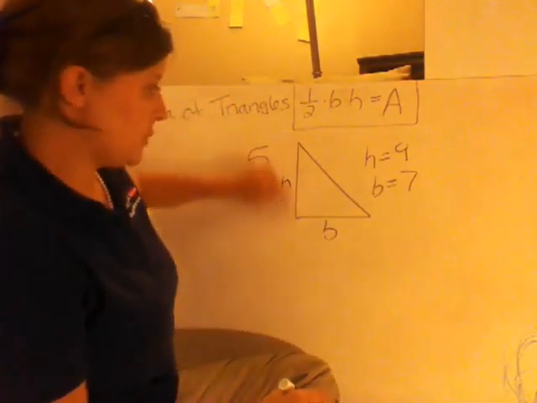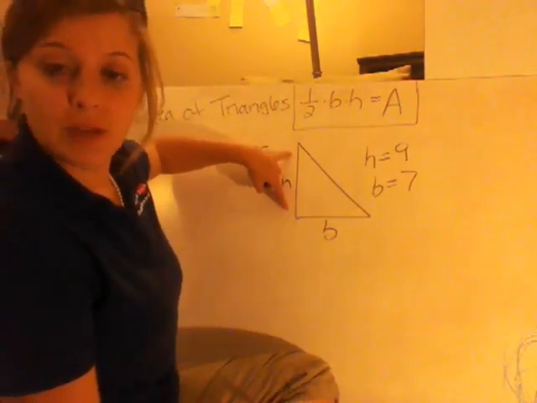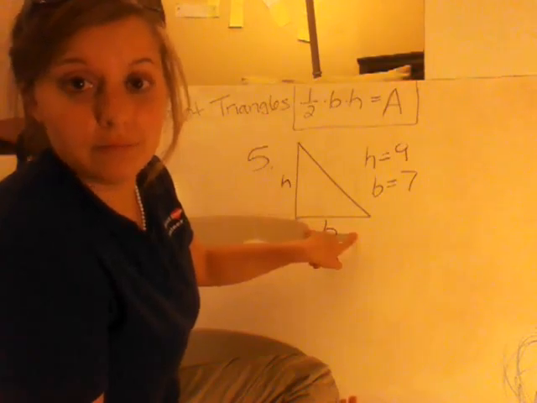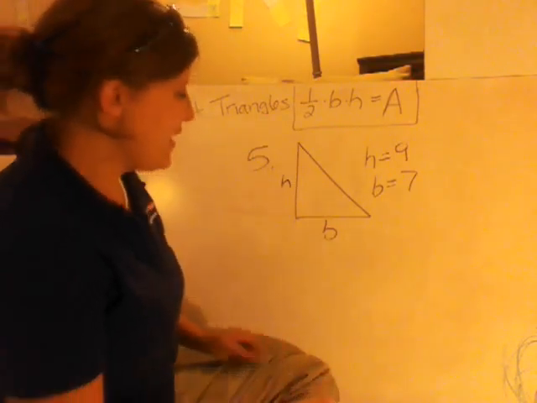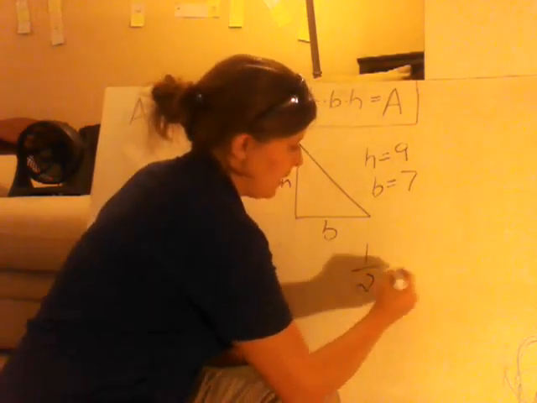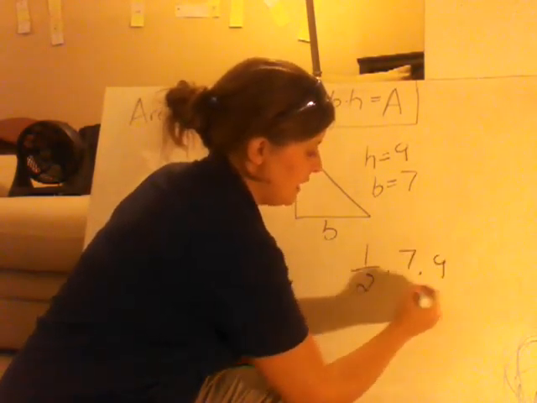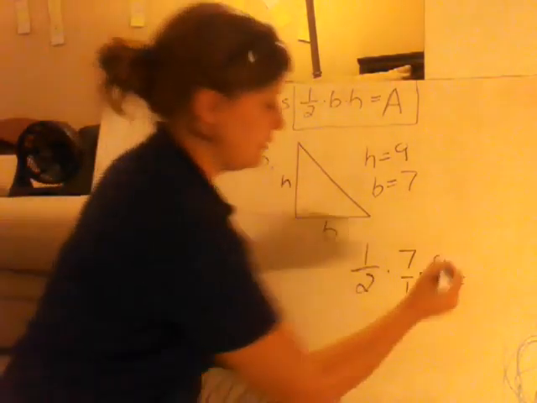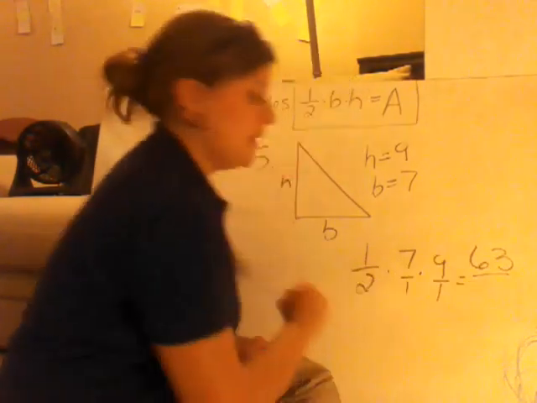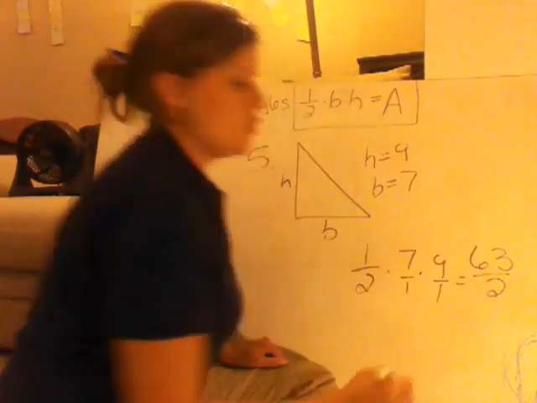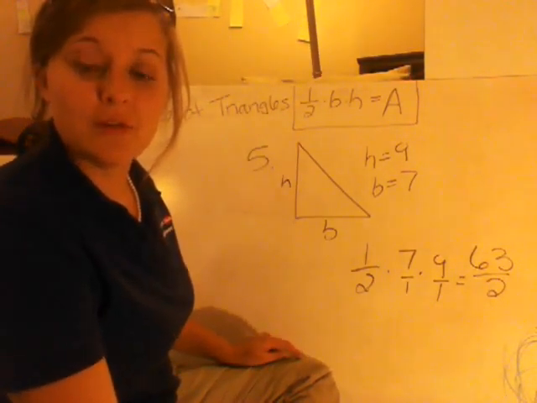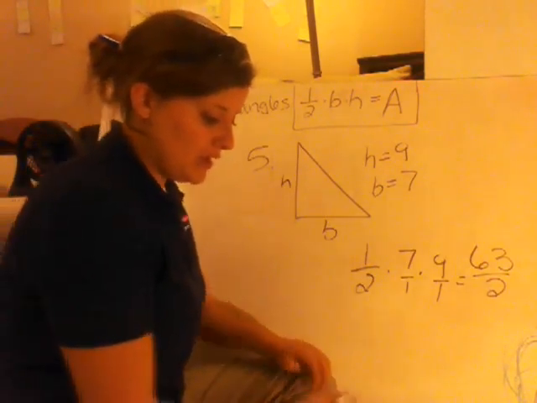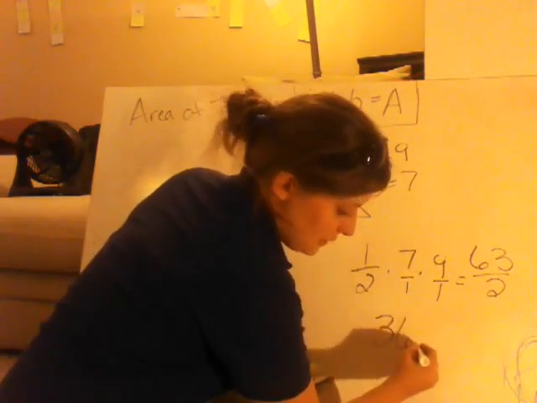Again, here's my height, or my altitude. Altitude is another word for height. And my base, or bottom. Alright, so we've got 1/2 times 7 times 9. 1 times 7 is 7. 7 times 9 is 63. And then 2 all the way across. 63 divided by 2. That is an odd number divided by an even number, which means we're going to have a half. My answer is 31.5.